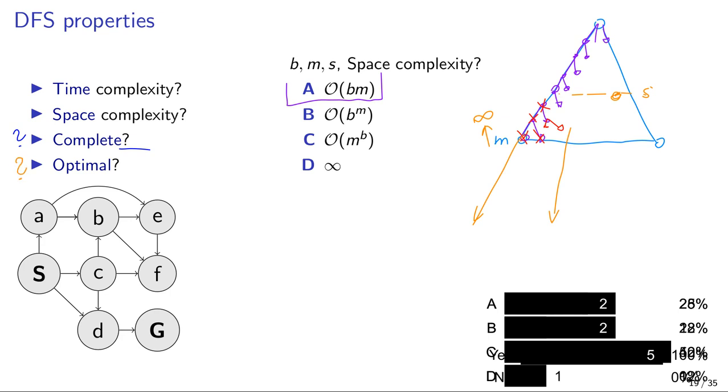Is it optimal? Once again, optimality means that the algorithm always finds the cheapest path. So the first question is, of course, what's the cost here, right? Most of you think that it's not optimal, and indeed it's true, because the cost here is the depth of the found goal, right?